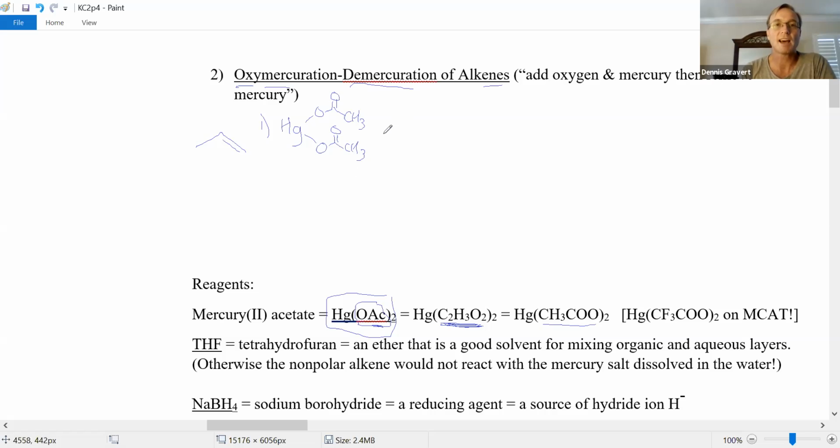And then you have to add some water, because this whole purpose was to make an alcohol like we did with hydronium ions. So you need the O and the H to make the alcohol. That comes from water. And then we need a co-solvent.